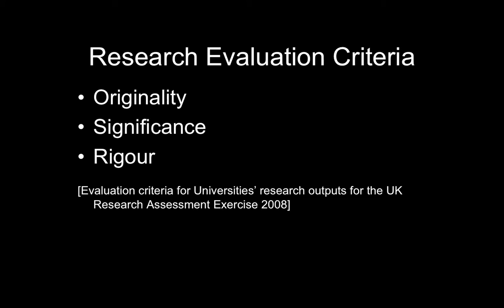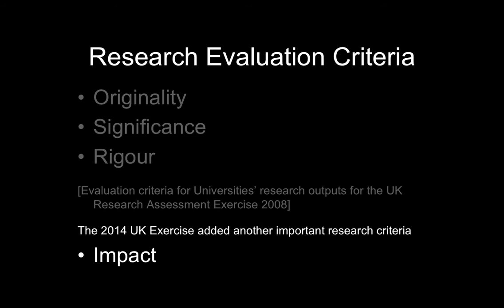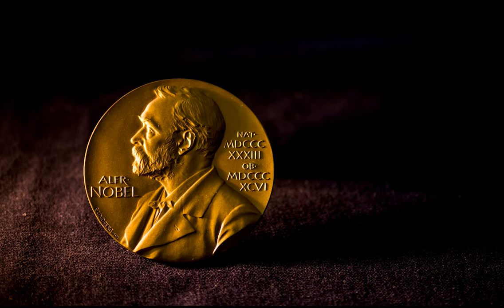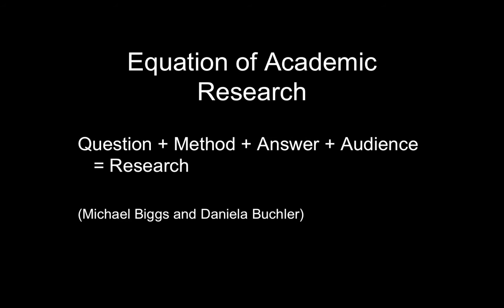In 2014, another criteria was added: impact. This looked at the wider effect that each research output had or was likely to have, whether it would influence others, whether it would change the ideas or practices of others, whether it would change society or the world. When you reach that point, you start to win Nobel Prizes. So the communication and dissemination of your research is important. Your effect on your audience and how impactful it is remains key to research success. Here's a useful equation summarising the process.